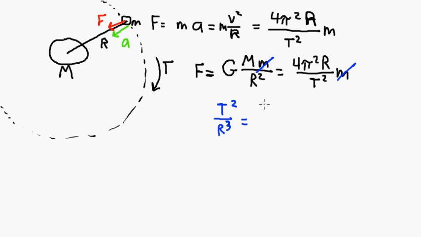I've done this 5 million times. I should know it better than this. Equals 4 pi squared over GM.